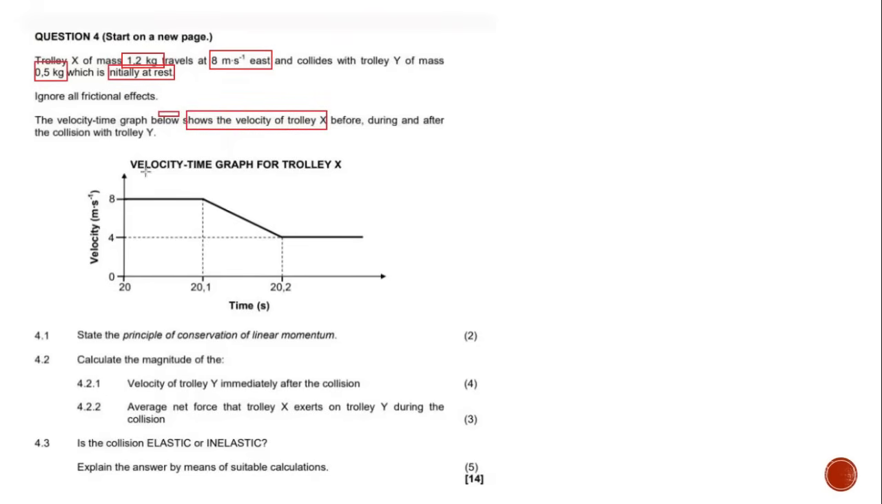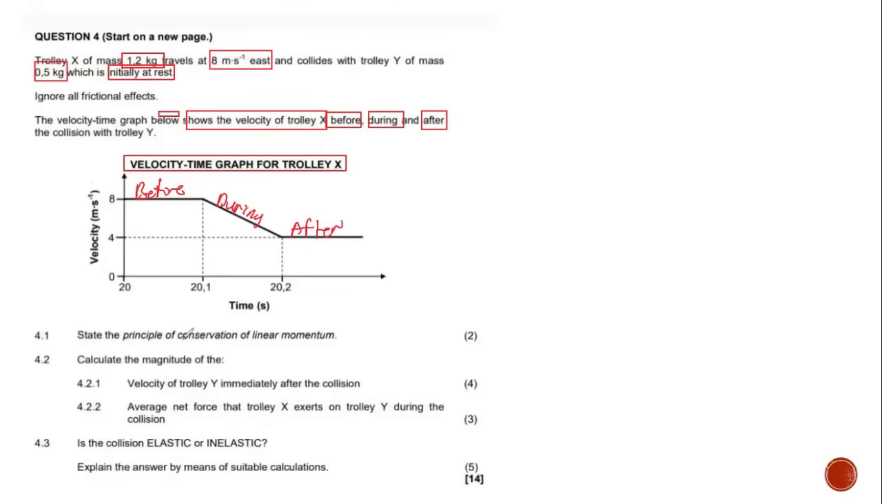The velocity of trolley X, as we can see with the title here, this is the velocity time graph for trolley X. So everything that you are seeing here only relates to trolley X, right? So it says it's showing before, during, and after the collision. So let's check that. This is before the collision, this is during the collision, and this is after the collision, right?